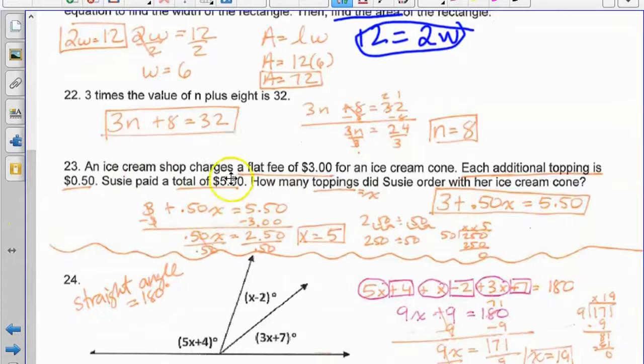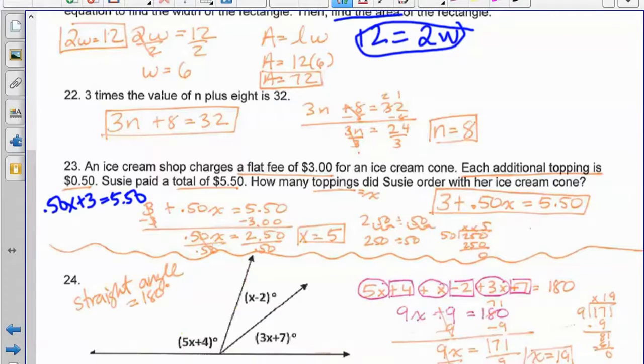Number 23, an ice cream shop charges a flat fee of $3. Each topping is 50 cents. I paid a total of $5.50. How many toppings? Well, it's 50 cents times x, because it's 50 cents per topping, plus the 3 equals $5.50. Remember, you could also do 50x plus 3 is equal to 550. Up to you. You'll get the same answer. X is equal to 5. Remember, when I divide, second number must be a whole number. So I move it 2 times, move it 2 times. So I get my answer is 5.